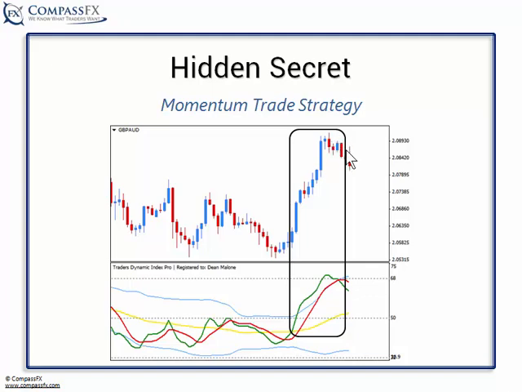In this area, you can exit the trade. So you're not getting out at the very top, but you're getting out very close to it when you look for that green line to cross the blue volatility line. Let's look at this a little bit more in detail.